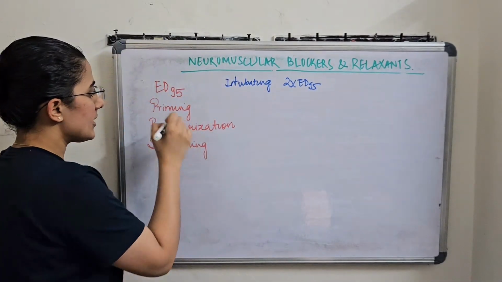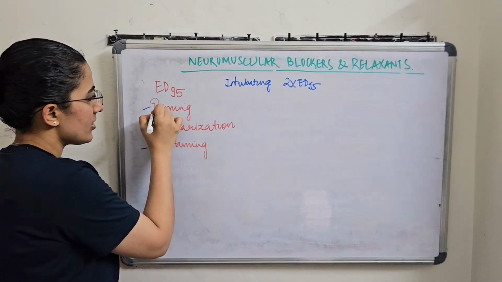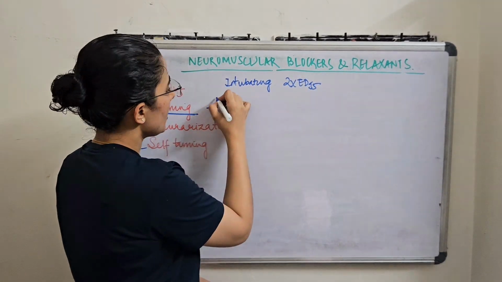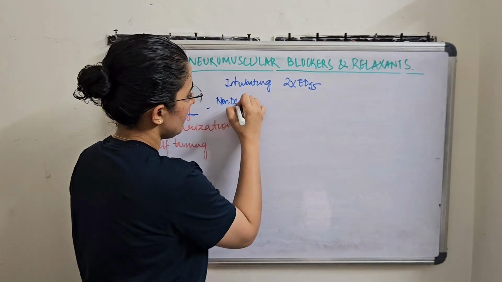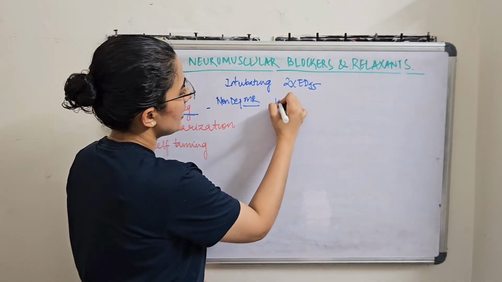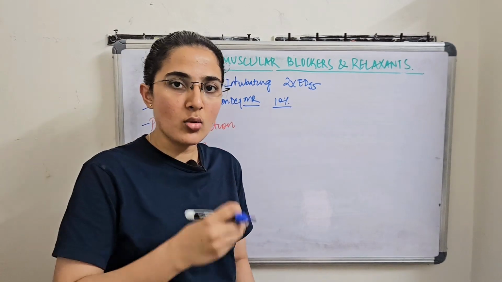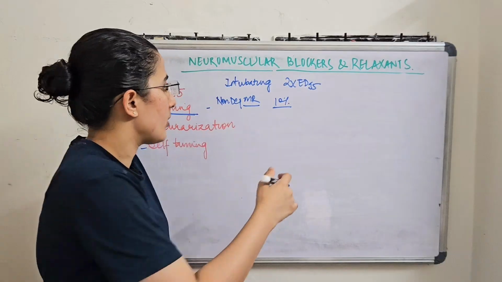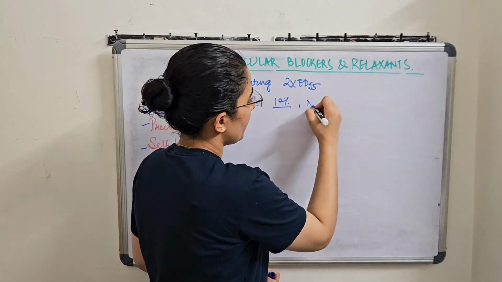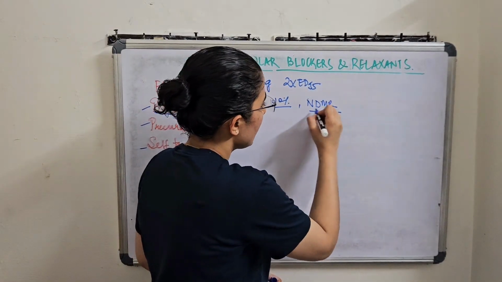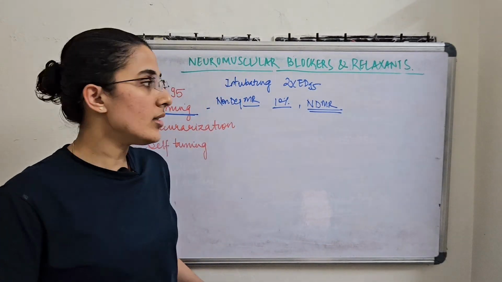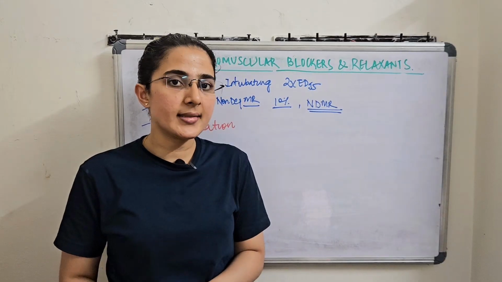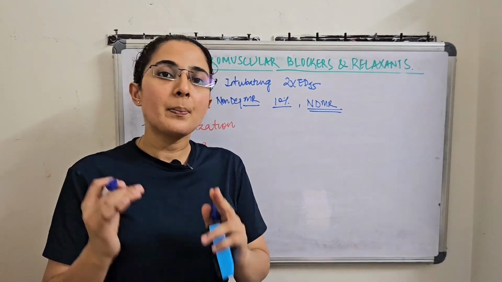Now, 3 terminologies which we have to remember. First is priming. Priming is when we are using a non-depolarizing muscle relaxant, and we give about 10% of the total intubating dose about 3 to 5 minutes prior to the total intubating dose. This will hasten the action of the non-depolarizing muscle relaxant by about 30 to 60 seconds, and this procedure is called priming.